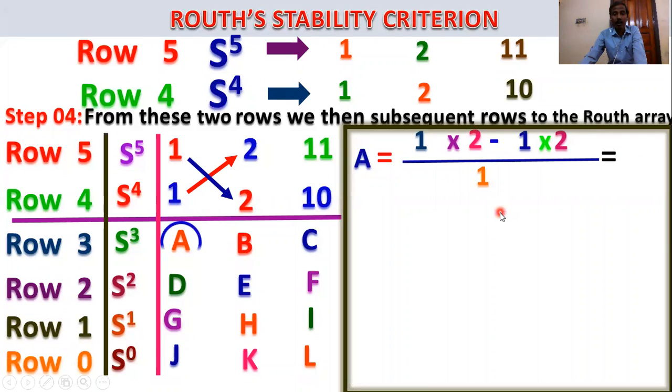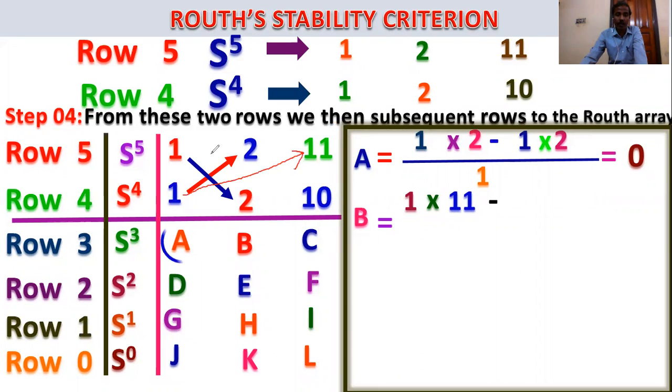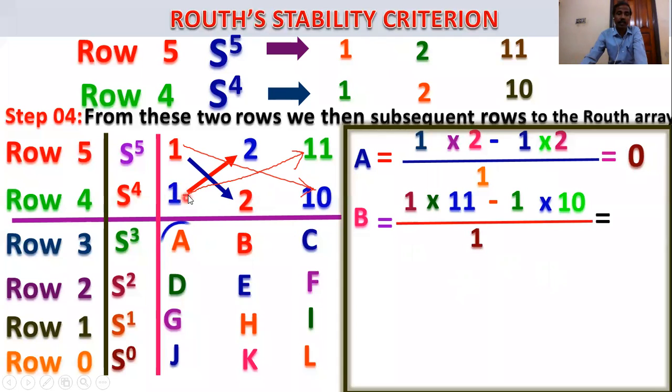So write down here 1, and this is equivalent to 0. Then calculate B. B equals 1 into 11 minus 1 into 11, which means this is the starting point. 1 into 11 minus 1 into 10. So write down 1 into 10, divided by again the starting point 1. The starting value is to the power 4, 1. So this is equivalent to again 1.